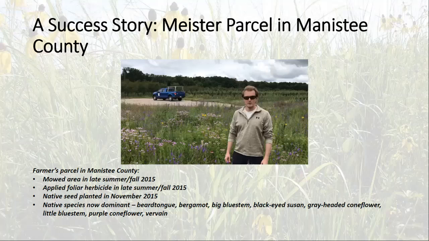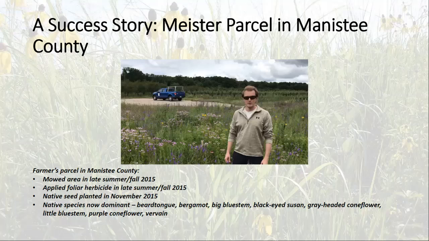And then I went out on the site and just identified what plants flourished. And to me, this was a great example of a success story. So what this landowner did was mowed the area in summer and fall of 2015. Following the mowing, he applied a foliar herbicide. And then that same November, he planted native seed. So he did that dormant seeding in November.